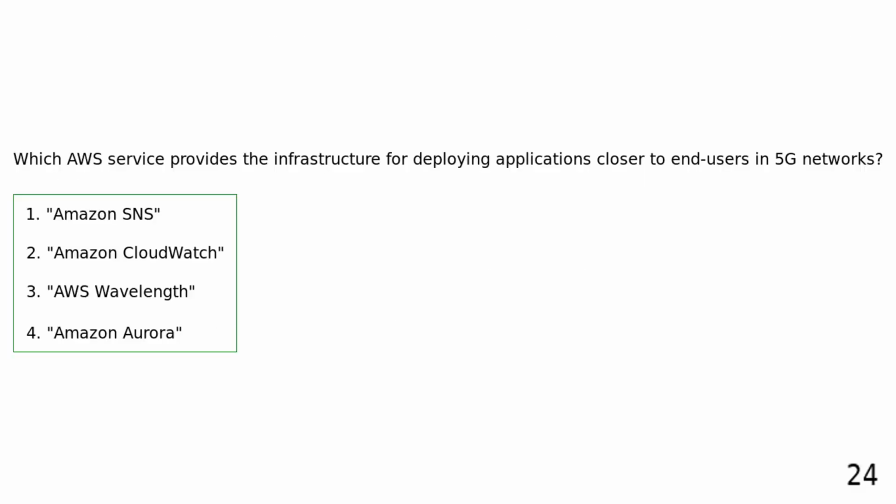Which AWS service provides the infrastructure for deploying applications closer to end users in 5G networks? Amazon SNS, Amazon CloudWatch, AWS Wavelength, Amazon Aurora. AWS Wavelength provides the necessary infrastructure for deploying applications closer to end users in 5G networks.